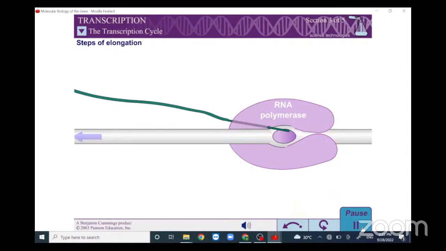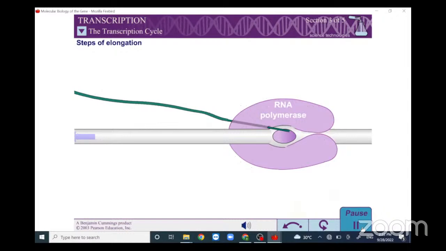Now we have completed the initiation phase in your video. Again I am repeating, in the initiation phase there are 4 points. Number 1, formation of the closed complex. Number 2, transition to the open complex. Then number 3, abortive initiation. And finally, number 4, promoter escape. These are the 4 steps we have seen in the initiation phase.